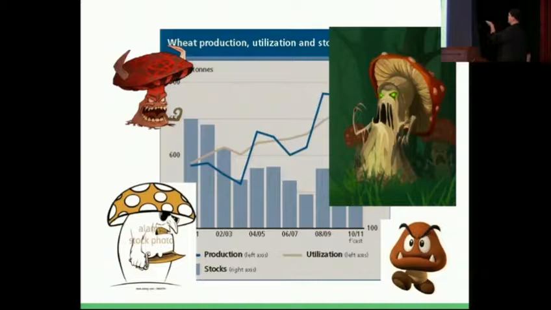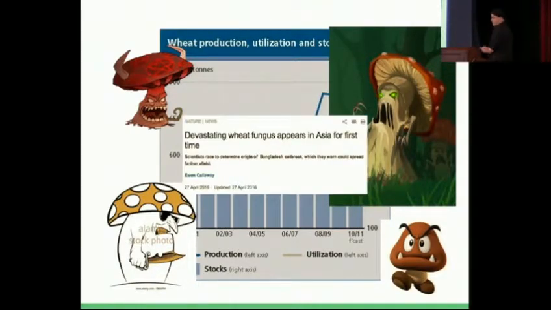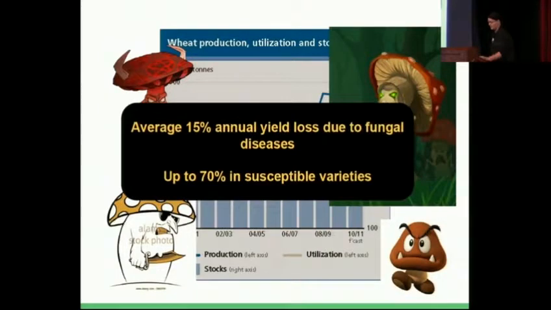We also have these fellas here. We could see this with a recent outbreak in Bangladesh, where wheat blast, a deadly wheat fungus, was devastating field after field after field. Basically we need to do something, because we have an average of 15% annual yield loss on top of already declining yield, and in susceptible varieties, we have up to 70% yield loss.